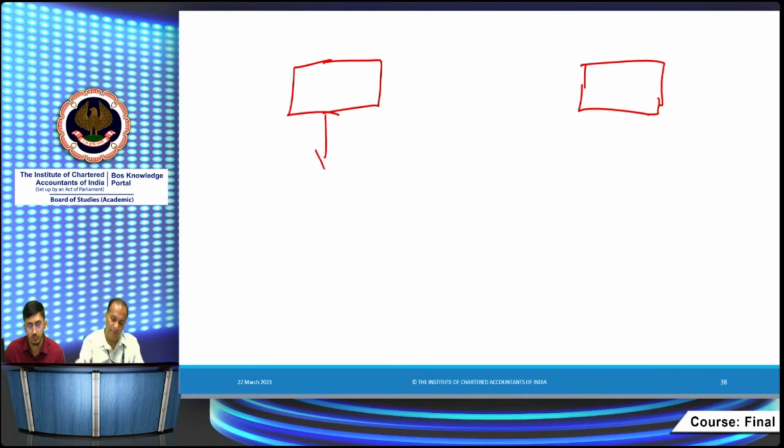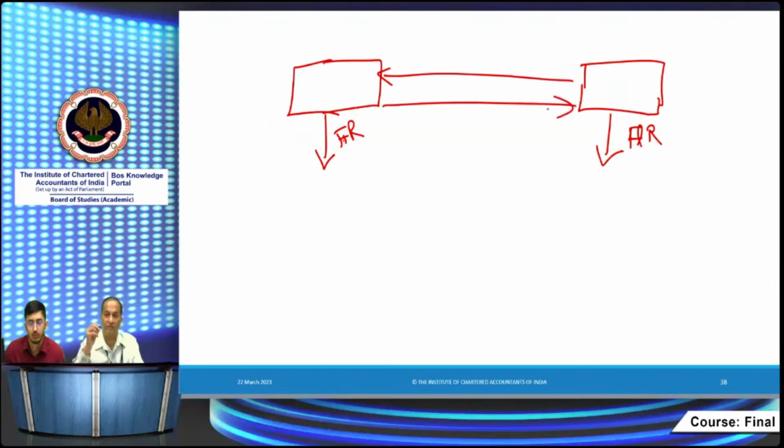One borrows at a fixed rate, another borrows at a floating rate, and they interchange it. That process has been explained in the study material. Even questions have been asked. So all has been covered, but this is normally covered in the case of foreign interest rate risk management. Now the next topic comes.